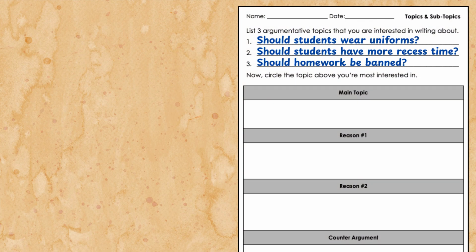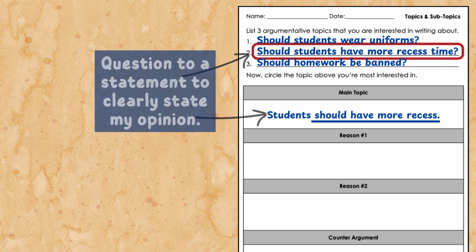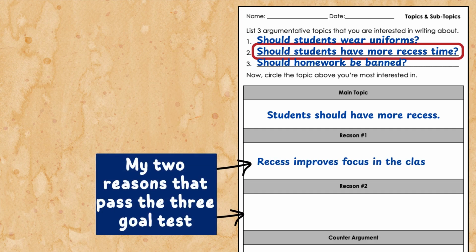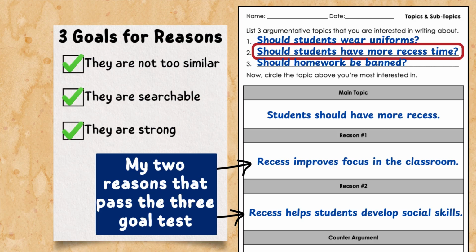For my paper, I wrote my main claim as students should have more recess. Notice that I changed my topic from a question to a statement. This sentence clearly states my opinion. Also, I decided on these 2 main reasons after reading through several articles. Reason 1, recess improves focus in the classroom. Reason 2, recess helps students develop social skills. These 2 reasons meet my 3 goals.